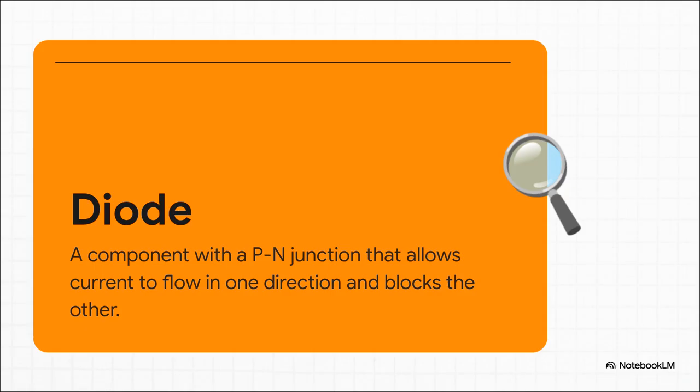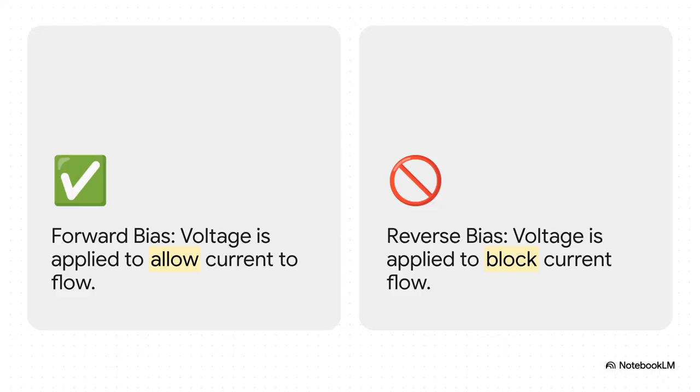We have created control. And we exercise that control with voltage in a process called biasing. If you apply voltage in what's called the forward direction, the barrier between the P and N sides just shrinks away, and poof, the current flows.